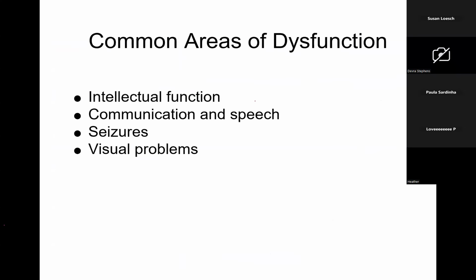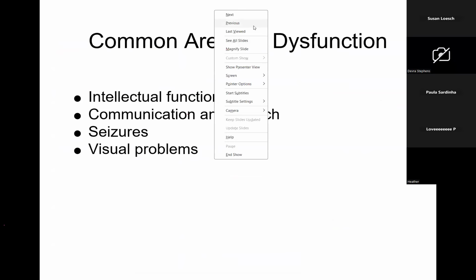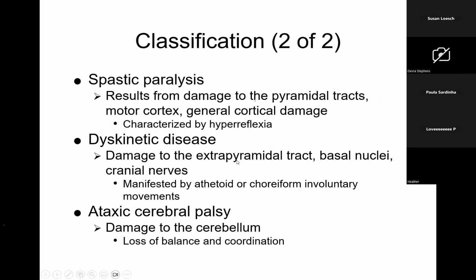Again, your book goes pretty intense into all three types. So just have a basic understanding about how all these types could help us. Again, it's damage to the pyramidal tracts and the cortex, all of which control your motor function. All right, the extrapyramidal tract, the basal nuclei, again, motor function. And damage to the cerebellum. Cerebellum is going to be coordination and balance.